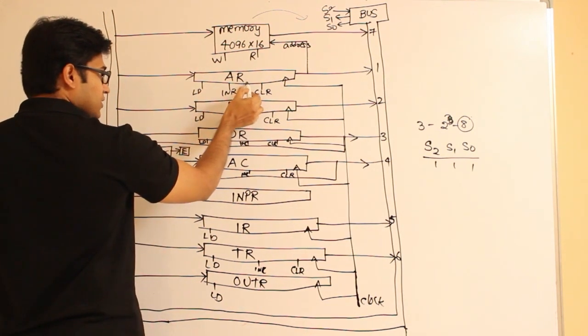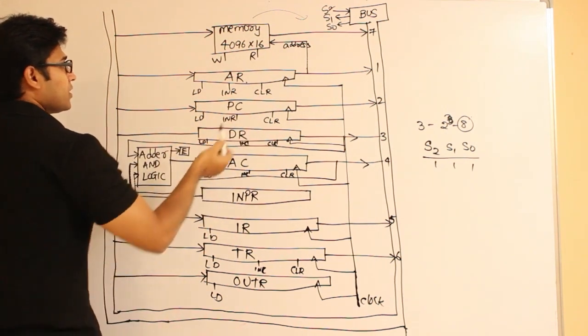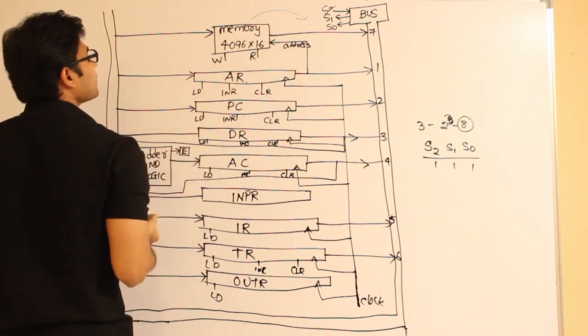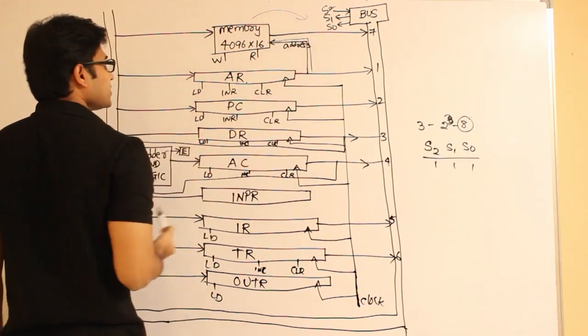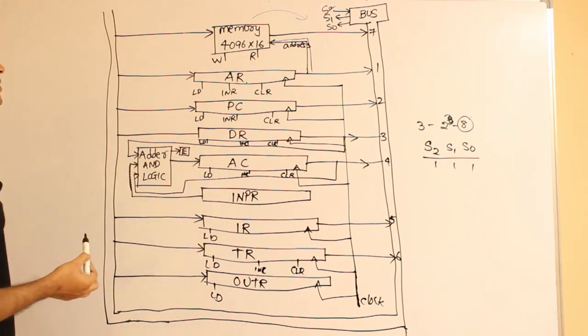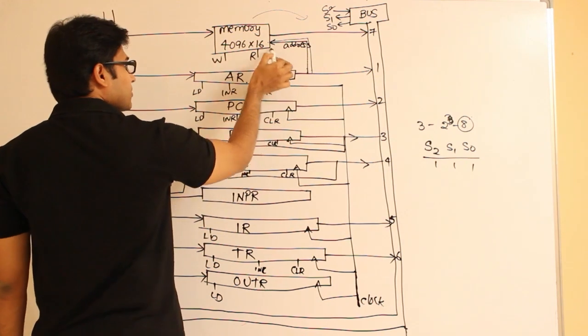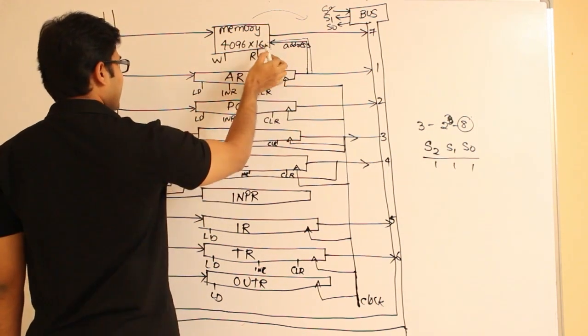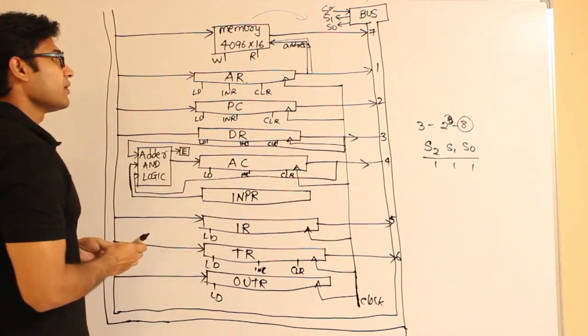Because the address register holds the address that will be transferred to the memory, right? Now you can think of this particular link as the address bus. The address bus is nothing but the link that connects the address register to the memory, so it is useful in selecting the memory. And you can think of the normal bus as the data bus.